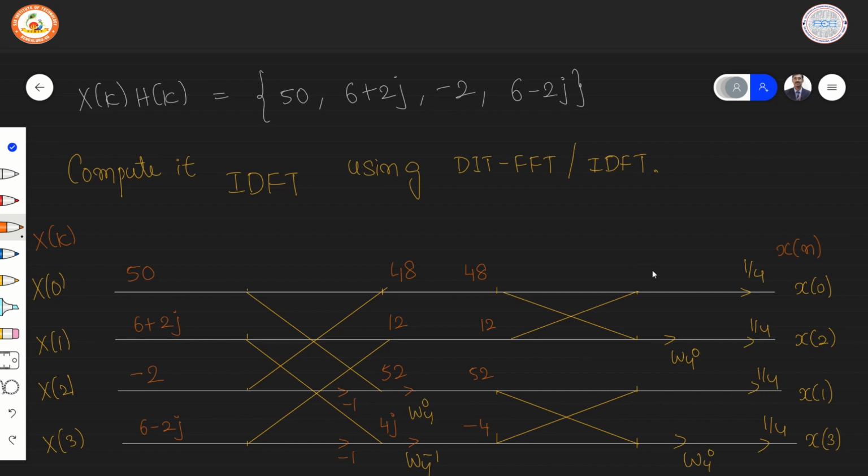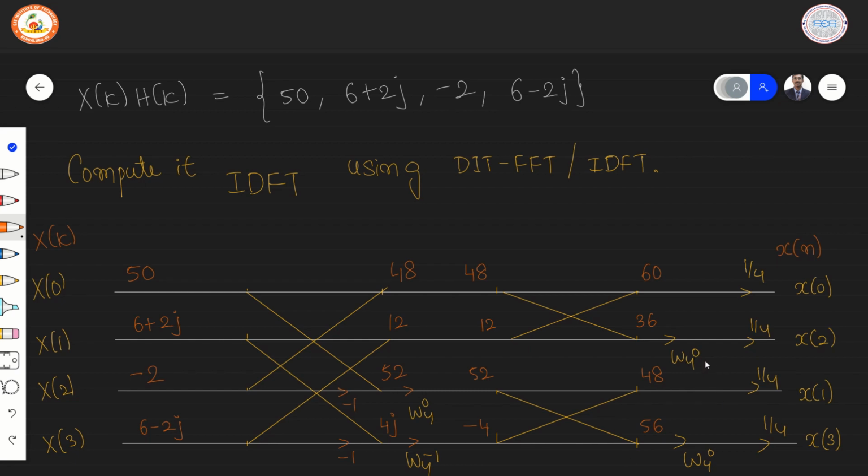So the value becomes equal to minus 4. Next, performing the addition and subtraction again. 48 plus 12, answer is 60. 48 minus 12, answer is 36. 52 plus minus 4, answer equals 48, and the subtraction results in the answer, which is 56.